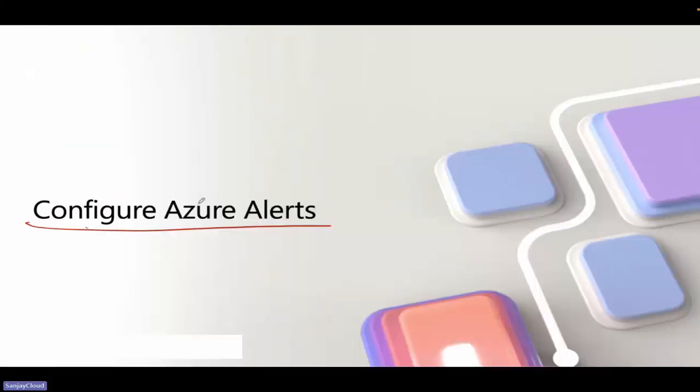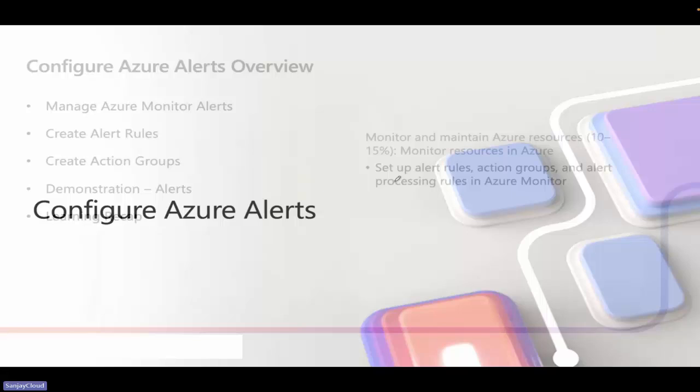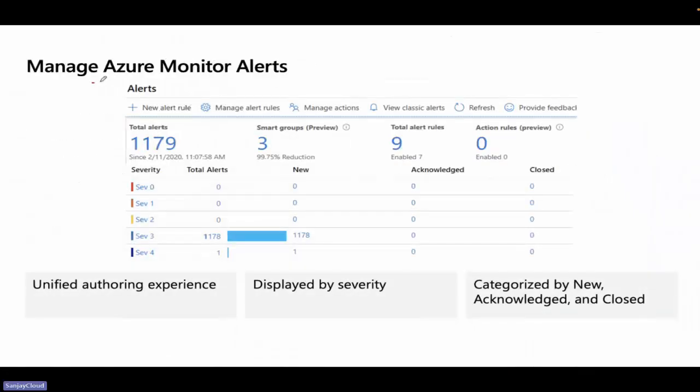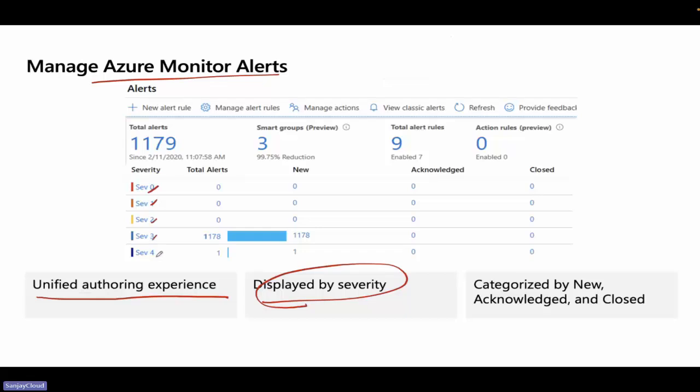Meanwhile, let me go to my slides and let me show you what we configured into alerts. So manage Azure Monitor alerts, unified authoring experience you will get, displayed by severity level. What is severity level? 0, 1, 2, 3, 4. So it means based on the severity, like again, informational, critical, warning, security. So you can set up a severity level to your alerts. Categorized by new, what does it mean.